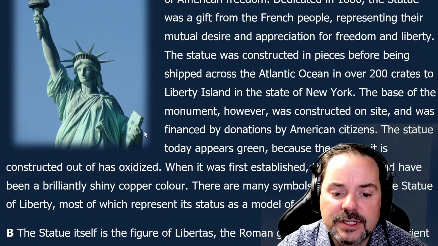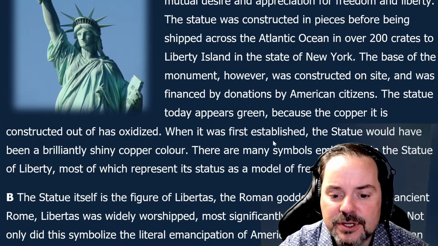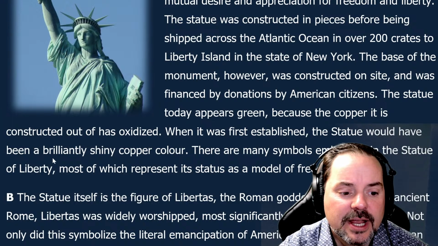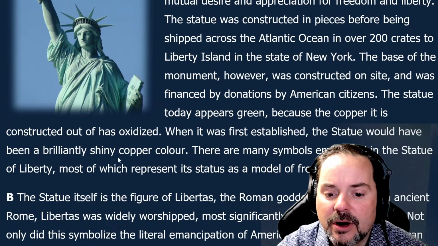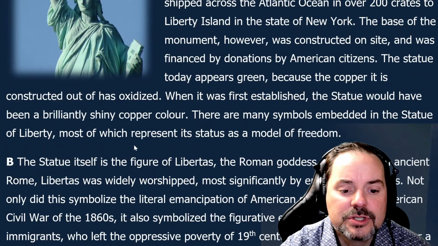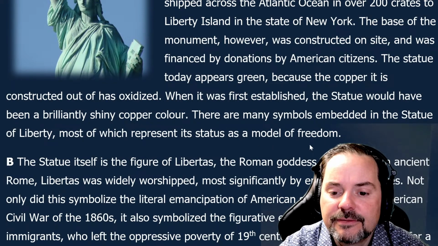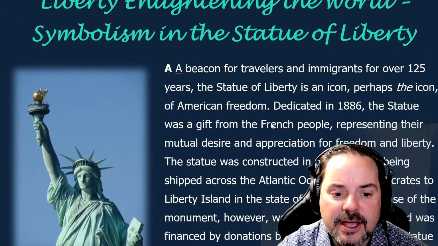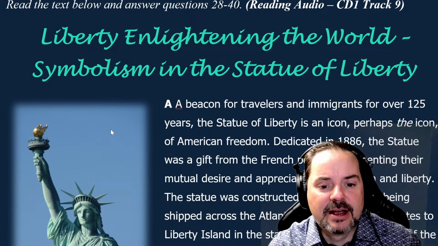The statue today appears green because the copper it is constructed out of has oxidized. When it was first established, the statue would have been a brilliant, shiny copper color. There are many symbols embedded in the Statue of Liberty, most of which represent its status as a model of freedom. Okay. Romelia, please read that same paragraph one more time.